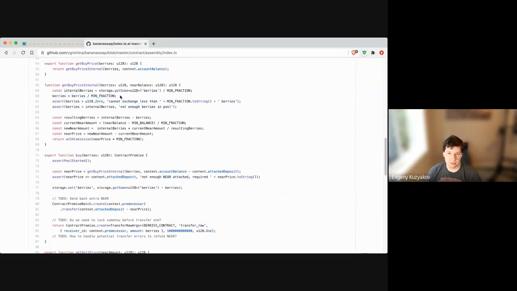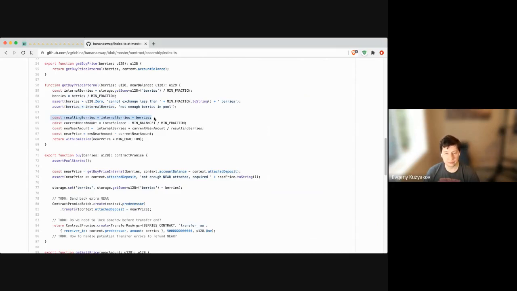Berries is how many berries you want to pay. It's also adjusted to the same denomination. Then it does two checks. One, it verifies that the amount of berries you passed is positive, so you cannot buy 0 berries. And then it checks that you don't want to buy more than the amount in the pool, or the same amount, so you cannot drain the full liquidity from the pool.